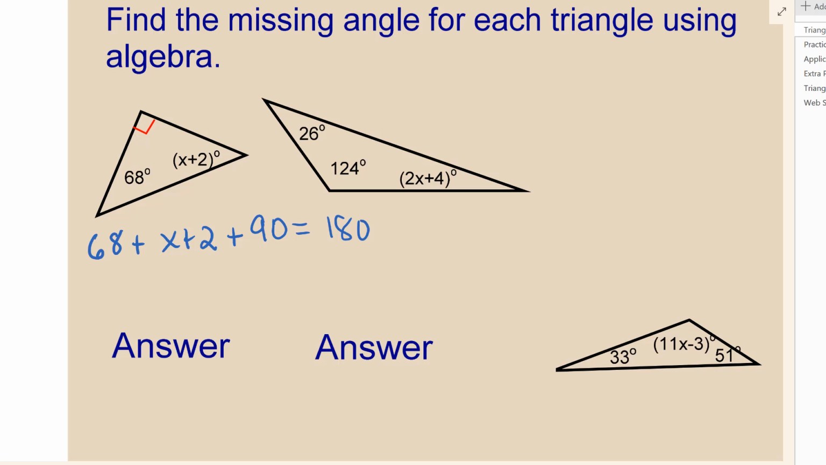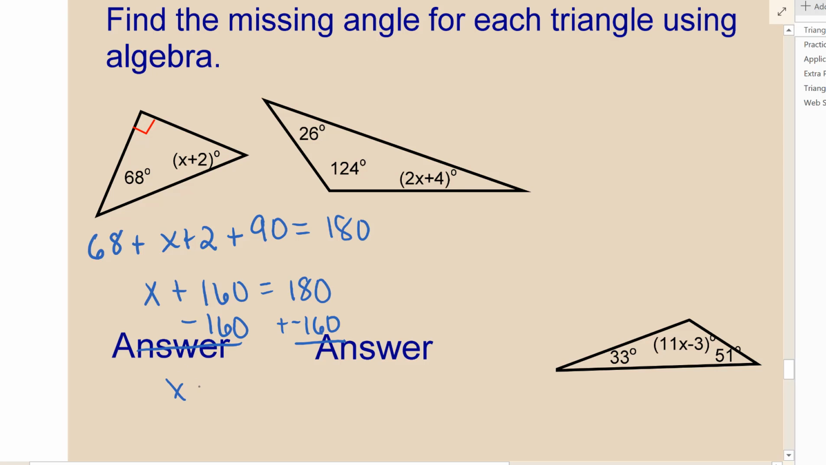So we're going to add the 68 and the 2 to get 70, plus 90 is 160. So x plus 160 equals 180. Now I'm going to subtract 160 or add negative 160 to both sides, whichever way you prefer. And I end up with x equals 20.